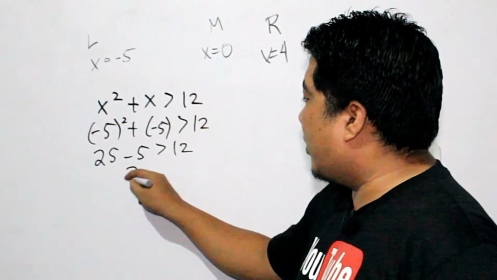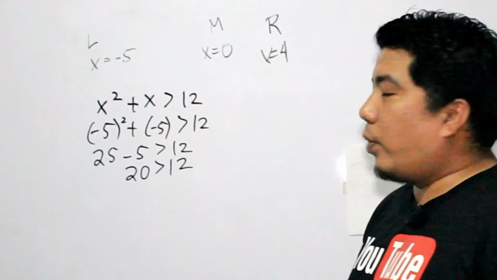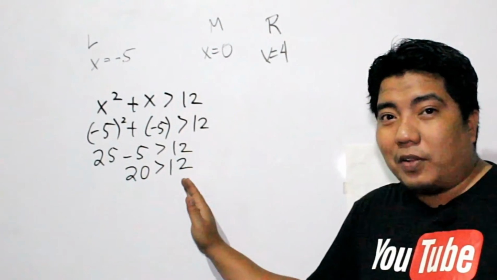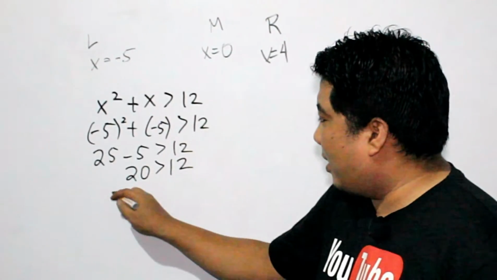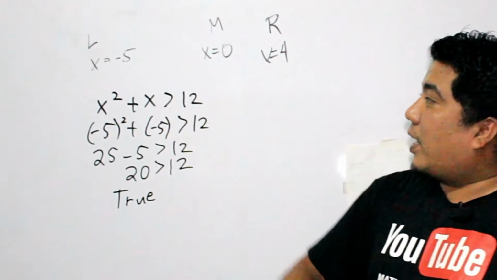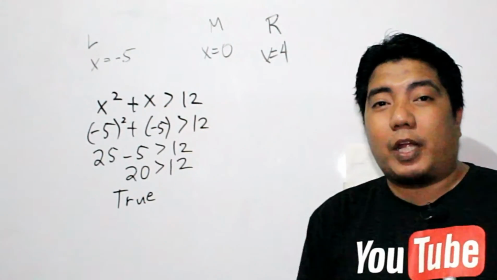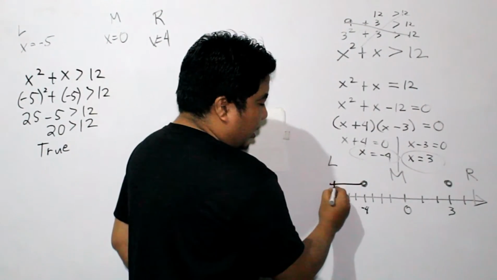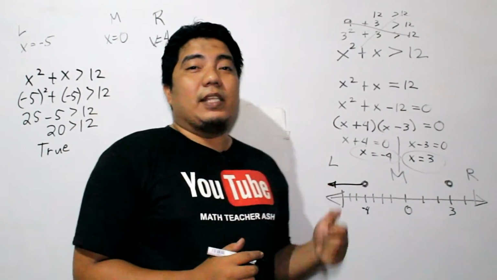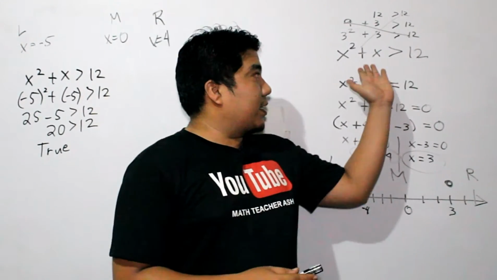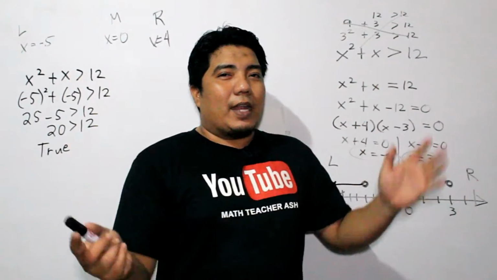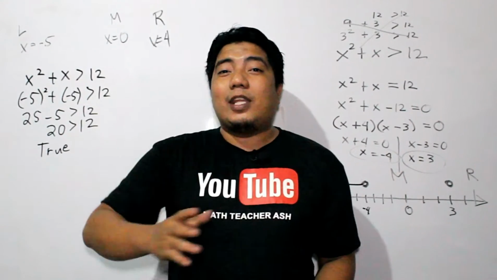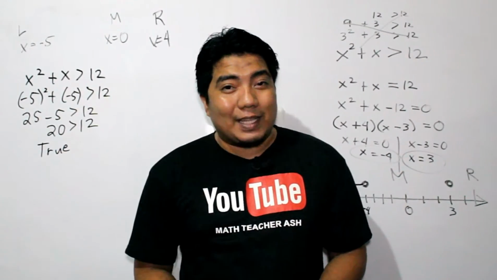25 minus 5 is 20. 20 is greater than 12. Now, the question is, is this correct? 20 is greater than 12. Yes, that is correct. That is true. So, therefore, we can say that our left region is part of our solution. All the numbers in the left region can satisfy this given quadratic inequality. Now, the question is, am I true with my solution? Not yet, because we need to test all 3 regions for you to have a complete answer.